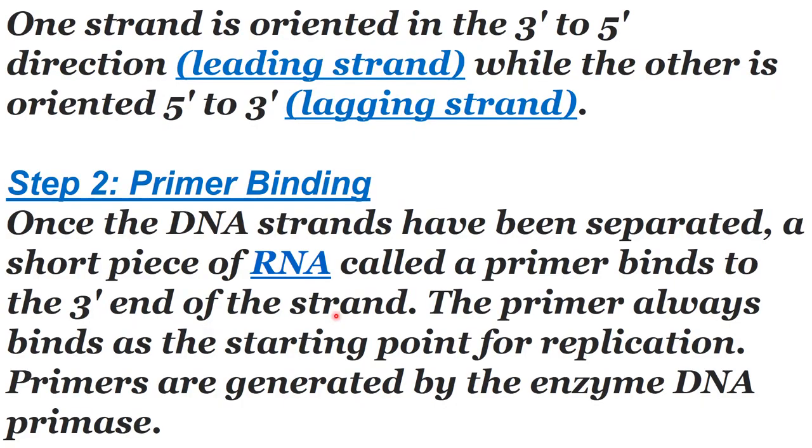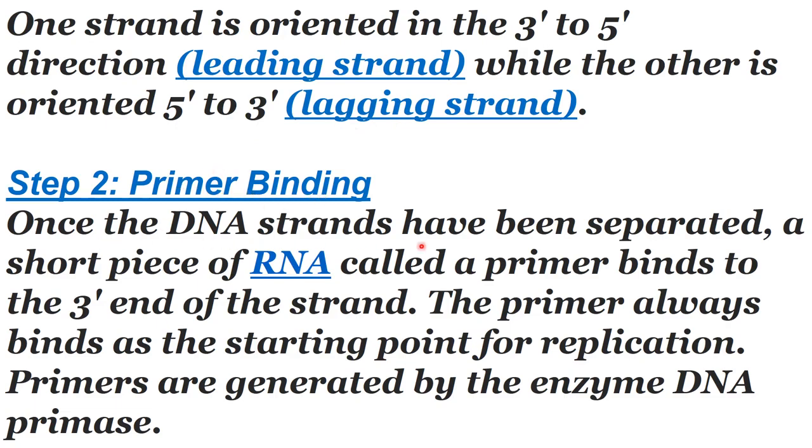Before the second step, as you have seen, two strands are formed here, and as you know the two strands of DNA are anti-parallel to each other. So one strand is oriented in 3' to 5' direction and the other is in 5' to 3' direction. The strand in 3' to 5' direction will be called the leading strand, while the other, having direction 5' to 3', will be called the lagging strand. Now the second step is primer binding.